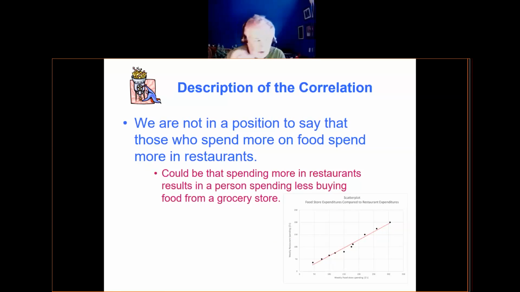Now, with correlation, I cannot infer causality, because it could be a spurious correlation, or it could be due to an intervening variable or a third factor that's explaining the relationship. So in this case, I can't say that spending more on weekly groceries causes people to spend more in restaurants, right? There is not a causal relationship between the two variables. Why?